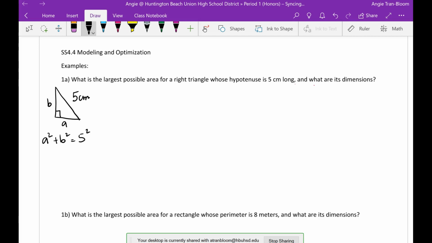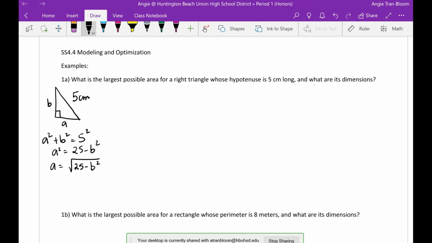Can we solve for a variable? Yes, let's do that. What would you like to solve for? A or B? Sounds good. So a squared equals 25 minus b squared. A equals, technically when you take a square root, there should be a plus or minus, but you're dealing with what? It's a triangle, right? You're looking for dimensions, so there can't be any negative. So here's your measurement for A.